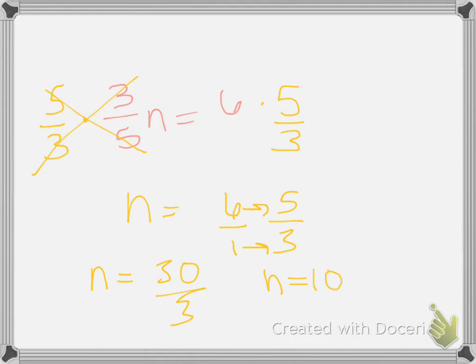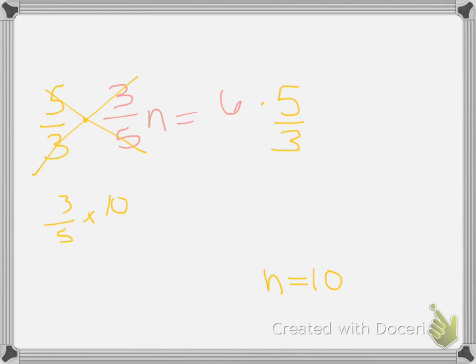Okay, so we can check this answer. So I'm going to erase this. So we got 3 over 5 times 10 equals 6. We multiply. I can make it 10 over 1. We multiply across. So we got 30 over 5 equals 6. Well, 30 divided by 5 is 6, so 6 equals 6. So when you have a fraction, to get rid of it, you multiply by the reciprocal. So you basically flip it and multiply by that same thing.